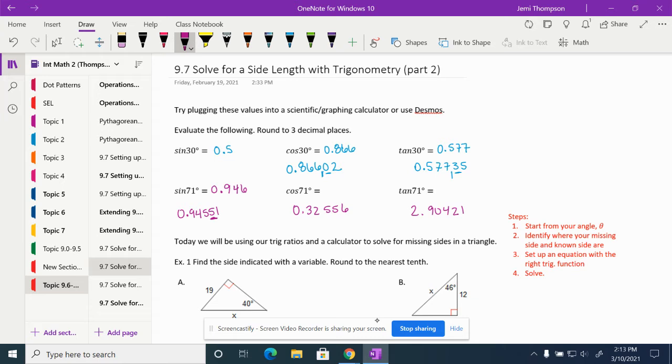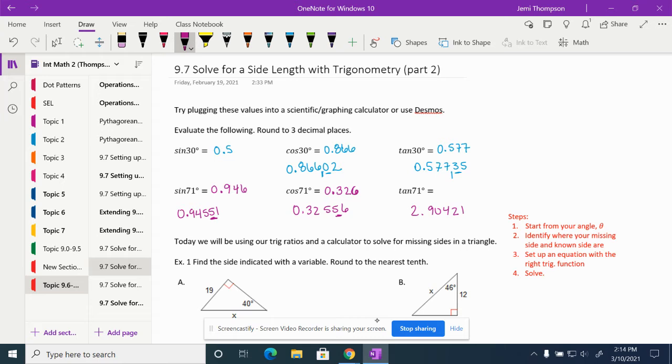Cosine of 71, I count 1, 2, 3 decimal places. Here's another one. The 4th decimal place is a 5 or greater again. So I have to round up again, 0.326. When doing this, if you were to enter in 0.325 and didn't round correctly, it would be marked wrong. If you entered in 0.3255 and you didn't round to the right decimal point, that would be wrong. So this is very, very specific.